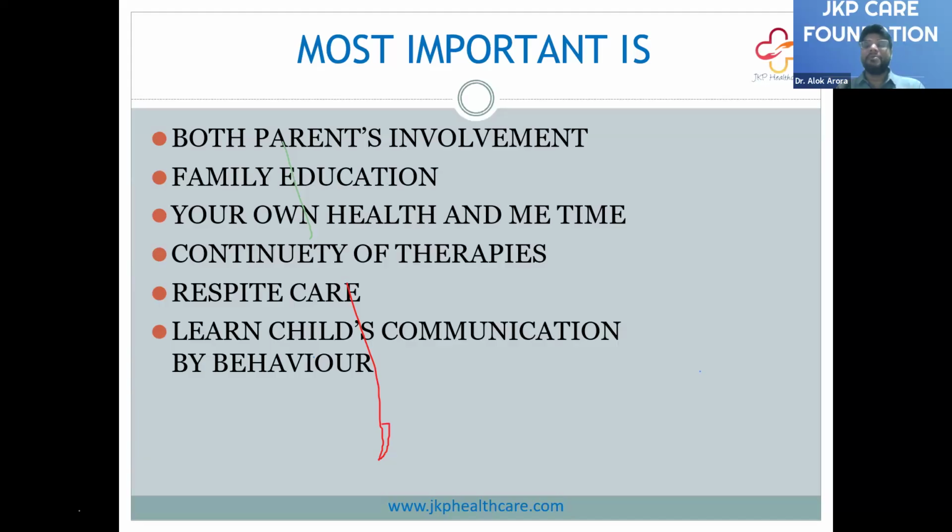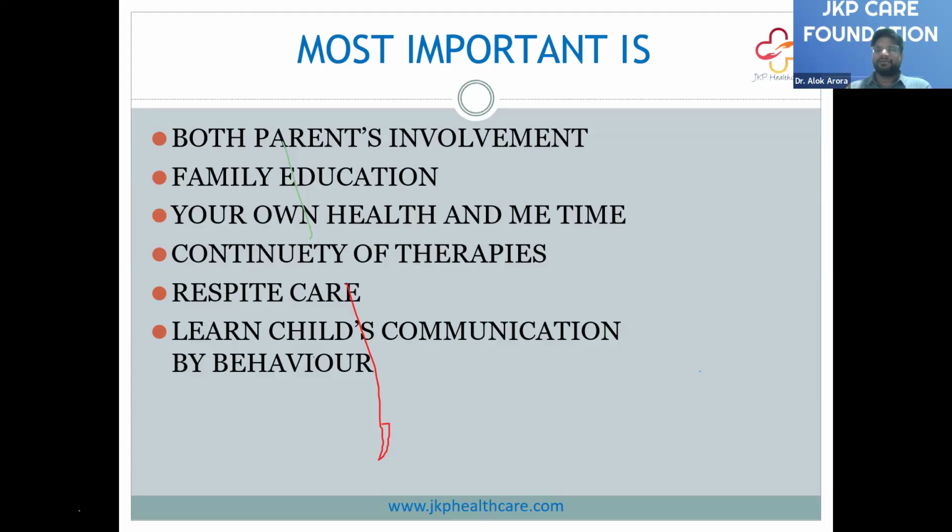And if not, then therapy centers and therapists should start a respite care facility in their therapy units. Maybe every third Sunday, it's a respite care day. So all the children will come to our center. We will take care of them. We will not give any therapies. We'll just take care of them, feed them, play with them, keep them engaged, so that the mother or father gets some me time.